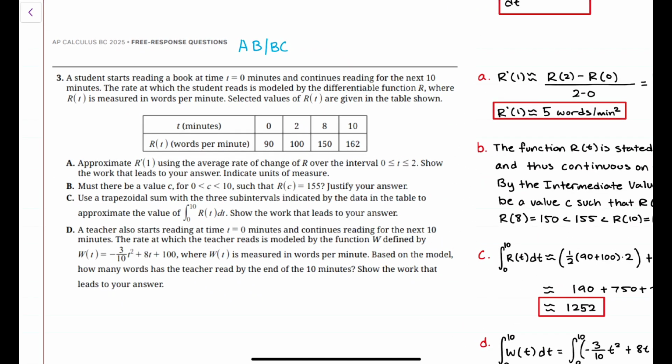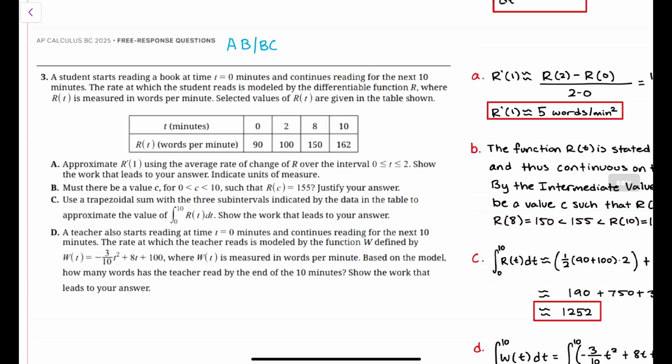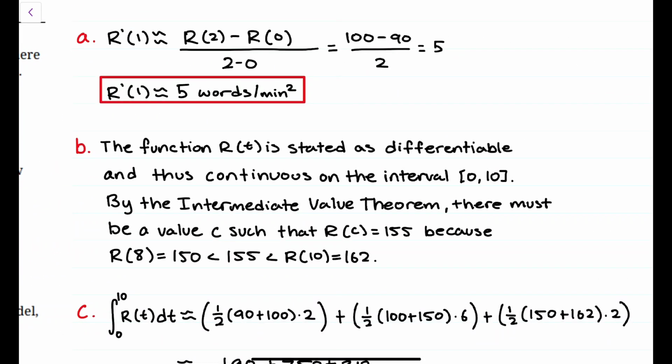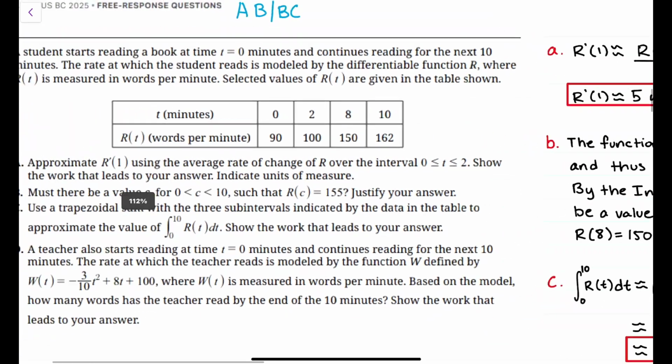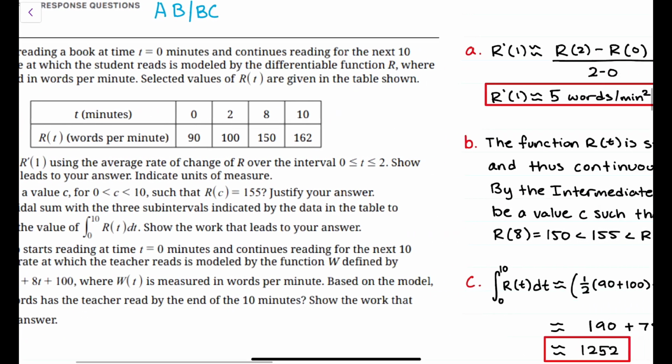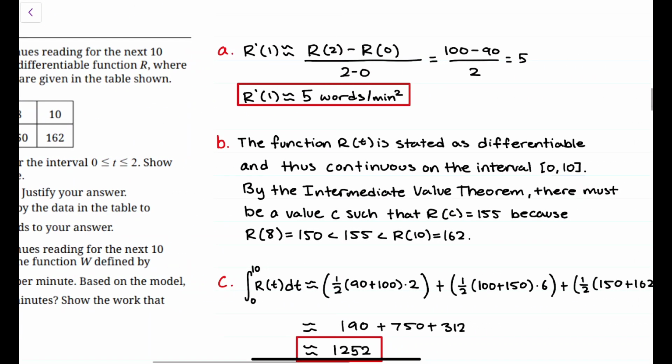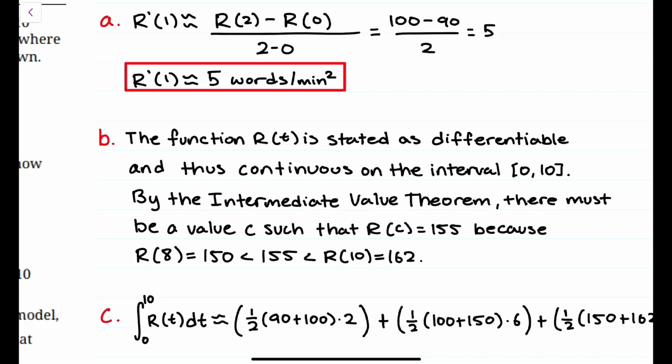For part B, it says, must there be a value of c between 0 to 10 such that r of c is 155? So this is just saying we have to use the intermediate value theorem for this. And for the intermediate value theorem, you have to state that it is continuous. And the question states that r of t is differentiable, and differentiability implies continuity. So it must be continuous.